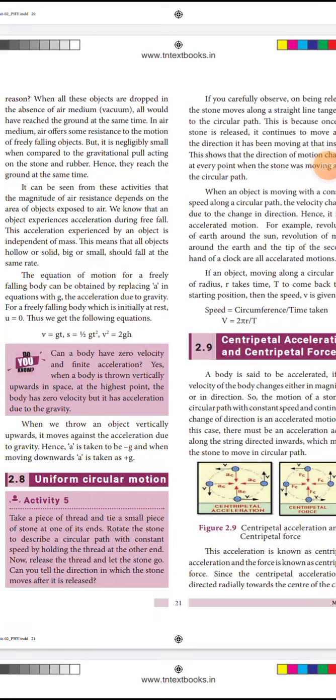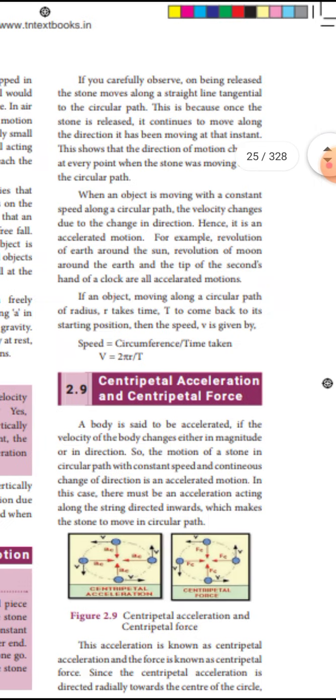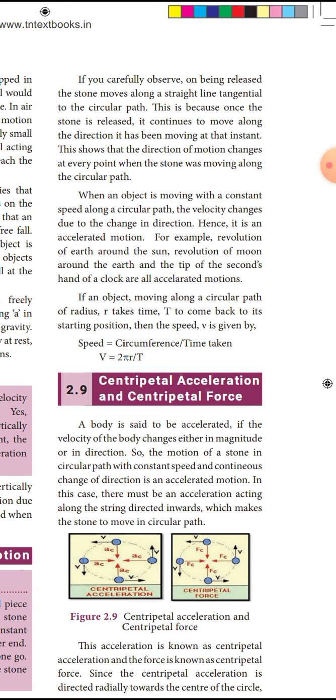Friends, now we look at the next topic, 2.8, that is uniform circular motion. See here, if you carefully observe, on being released, the stone moves along a straight line tangential to the circular path. This is because once the stone is released, it continues to move along the direction it has been moving at the instant. This shows that the direction of motion changes at every point when the stone was moving along the circular path.